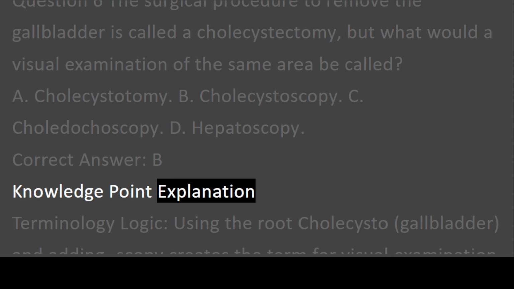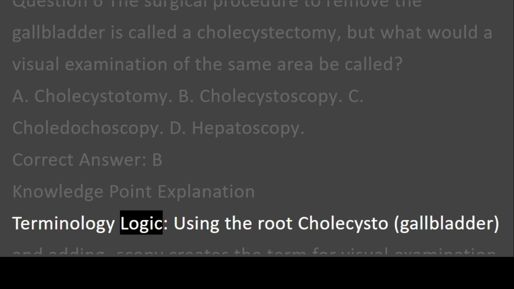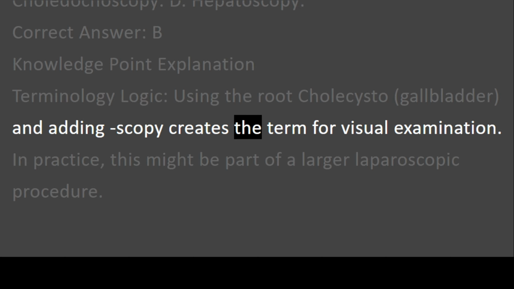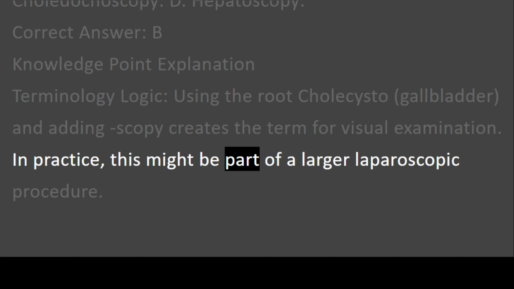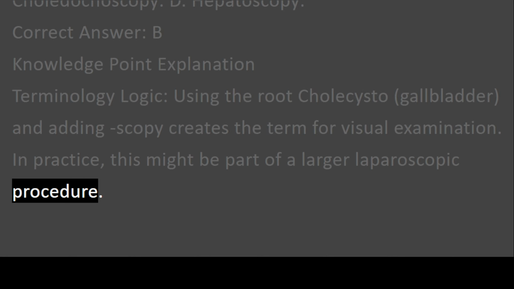Knowledge point explanation. Terminology logic: using the root cholecysto, gallbladder, and adding scopy creates the term for visual examination. In practice, this might be part of a larger laparoscopic procedure.